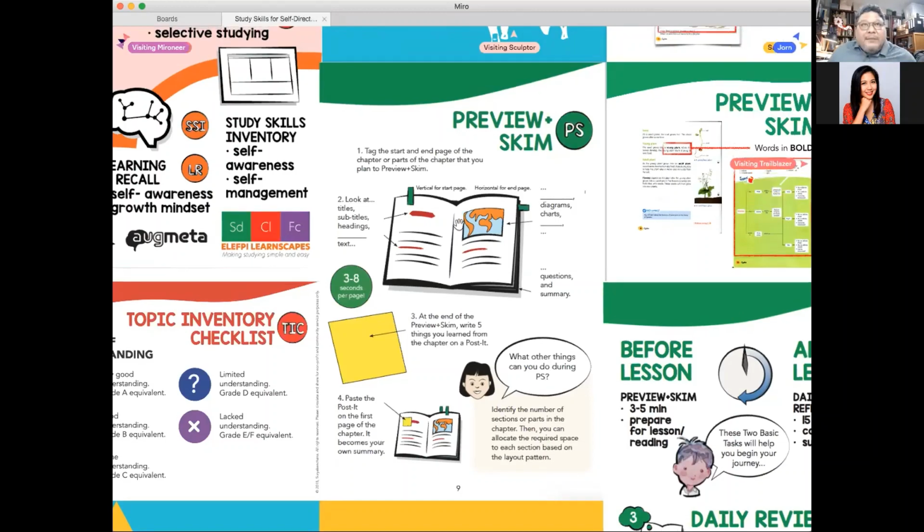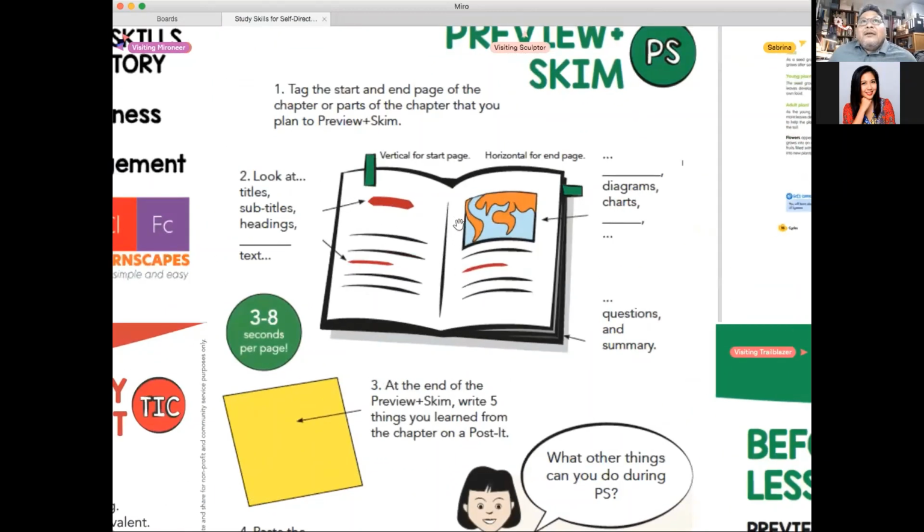So what does the preview and skim method entail? First, we suggest using Post-it tags to tag the start and end page. Indirectly, it will give you an idea of how many pages you need to preview and skim. Second, when you preview and skim, you just need to look at titles, subtitles, headings, subheadings, bold words, maps, diagrams, charts, and any images that you may see. Later, I will show how that happens.